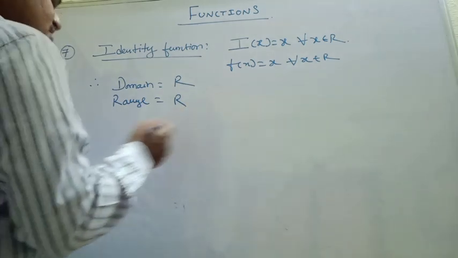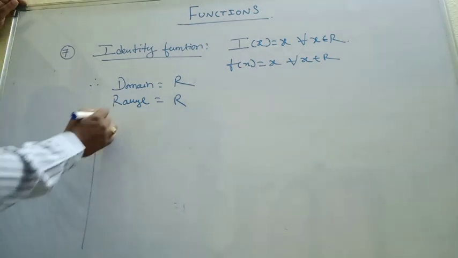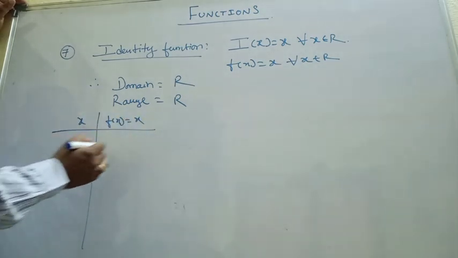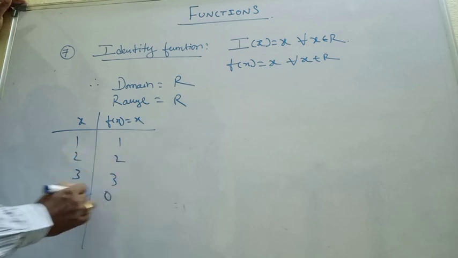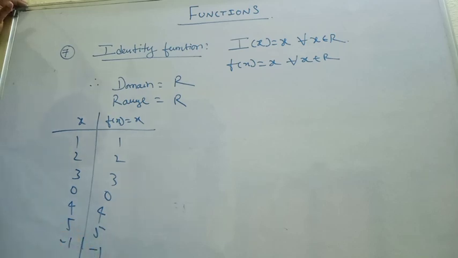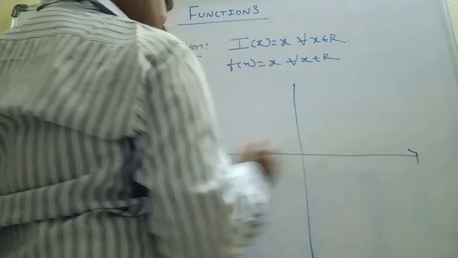If you take the graph of it, of course, it's very simple. You know that f of x is equal to x. If you take 1, it will give 1. If you take 2, 2, 3, 3, 0, 0, 4, 4, 5, 5, minus 1, minus 1, like this. Therefore, the graph is a straight line.